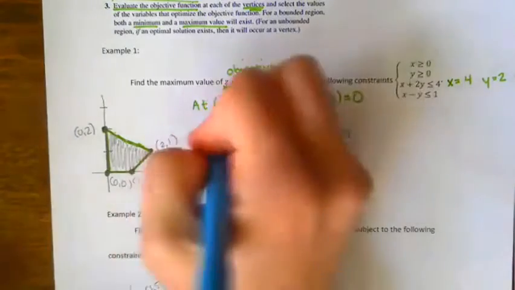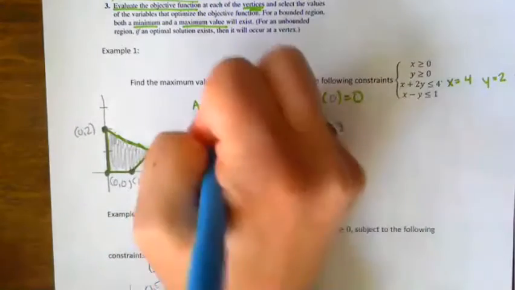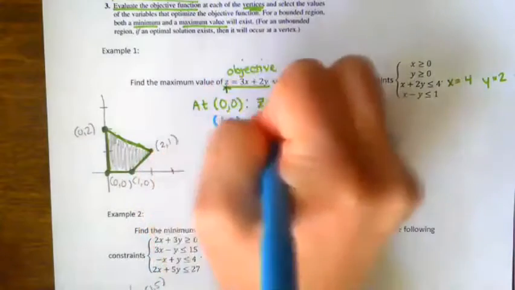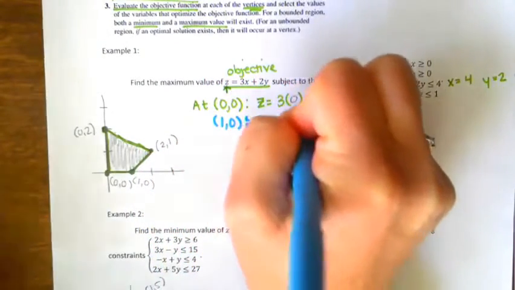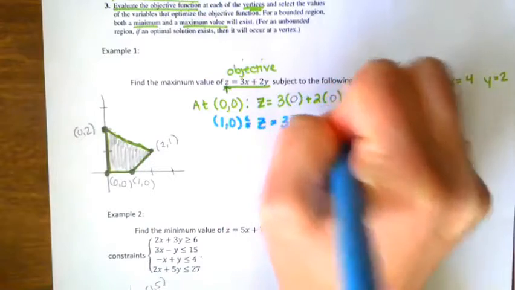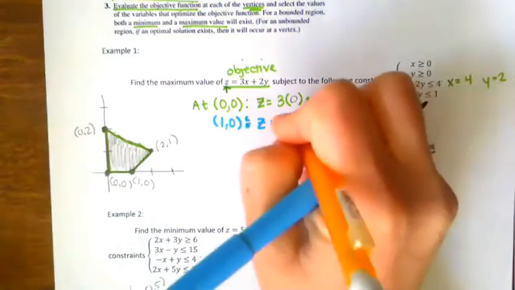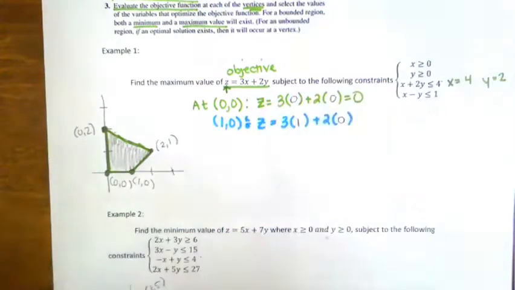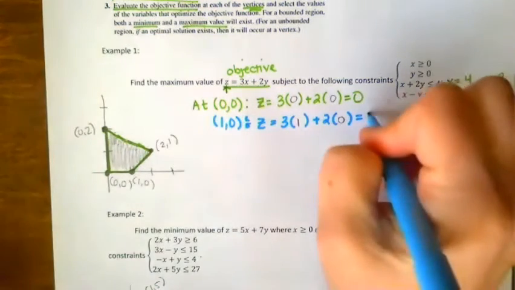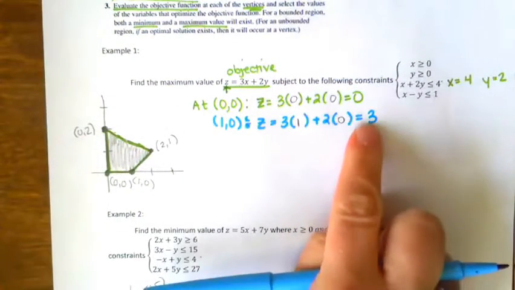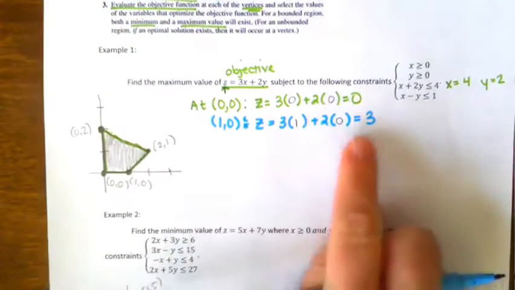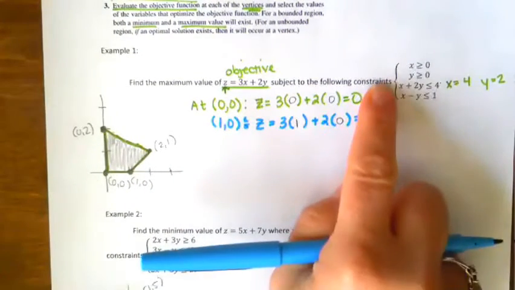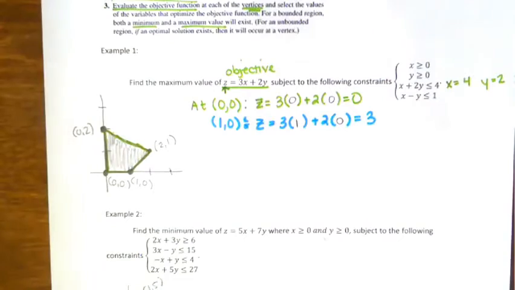Now let's do (1, 0). So z equals 3 times 1 plus 2 times 0. What do we get? 3. So right now, we know at (1, 0) that would be a maximum value, but we haven't tried all the points. From these, 0 would be my minimum and 3 would be my maximum.